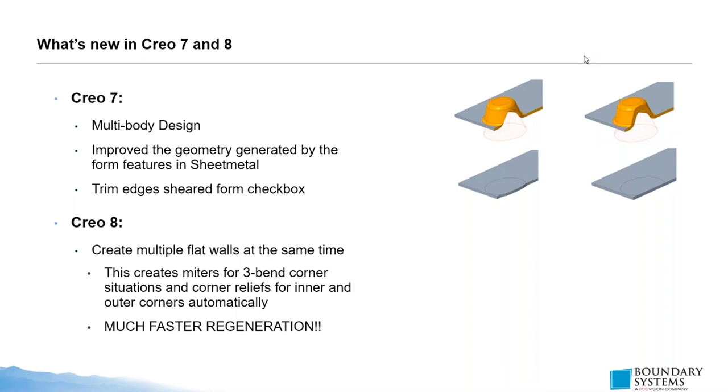In general, I found Creo 7 was a very big sizable upgrade to Creo in general. In Creo 7, we have the very important multi-body design feature. Multi-body design is something that people have wanted in Creo for a very long time. It's something that's been in SolidWorks for a very long time. So Creo, or PTC rather, got around to adding it in Creo 7. Essentially, multi-body design allows you to make multiple bodies in a single part file.